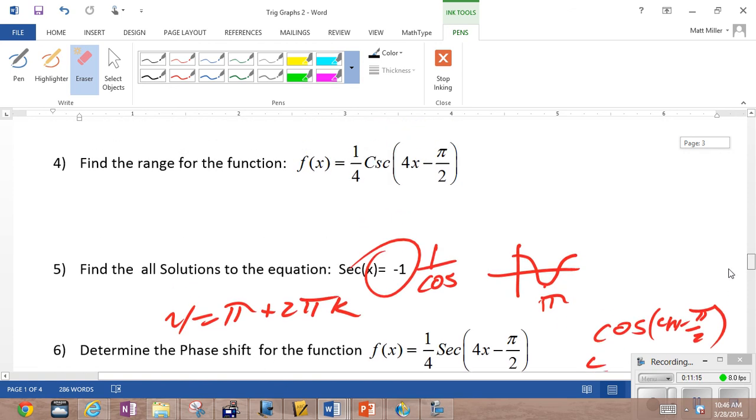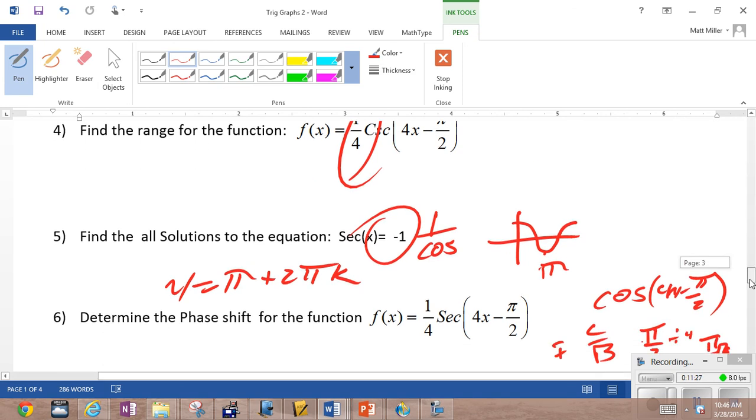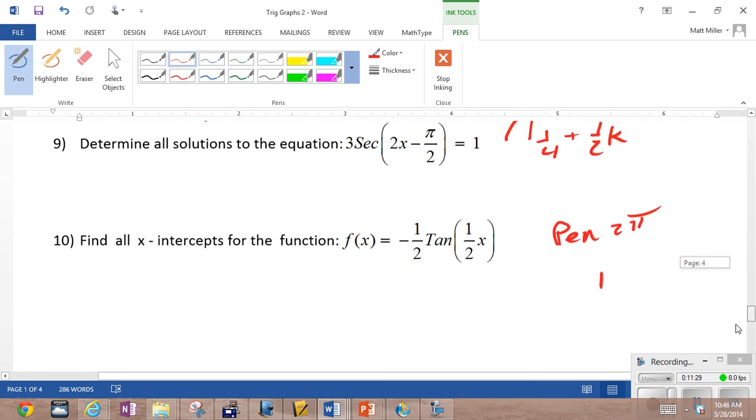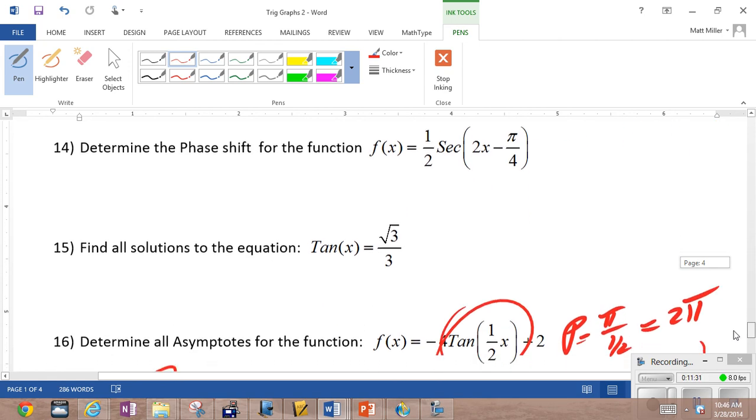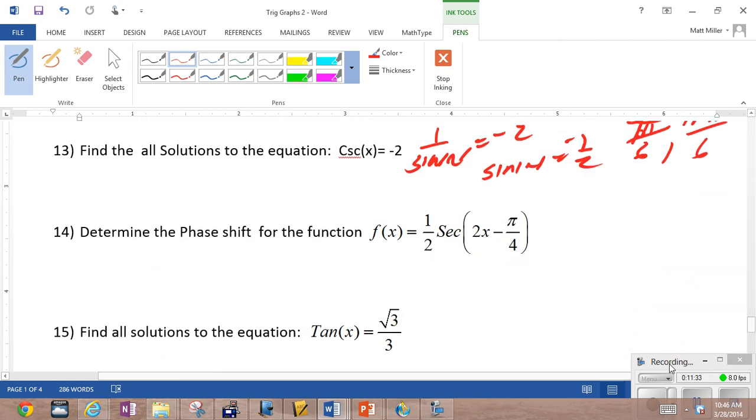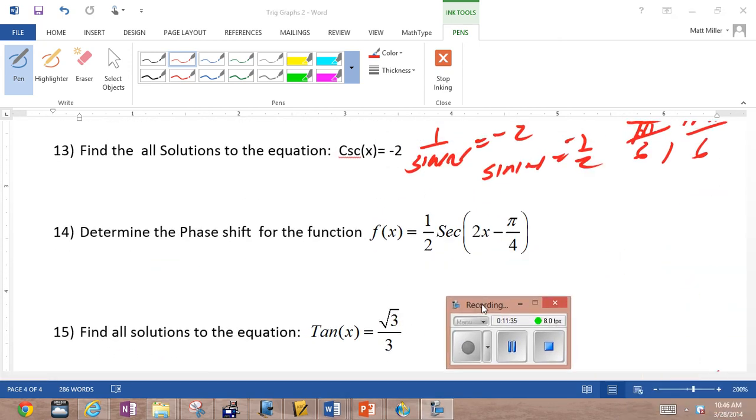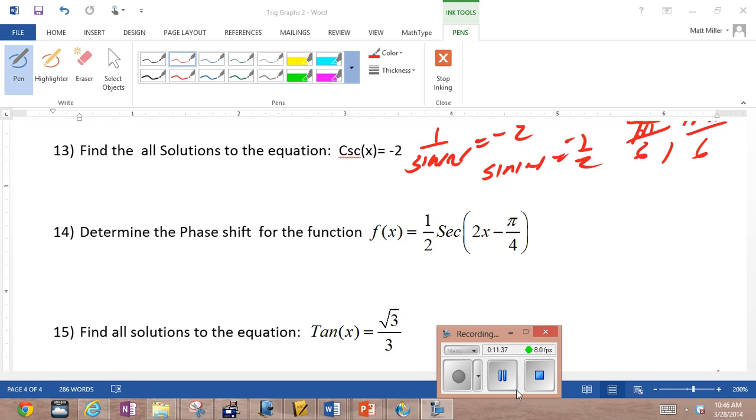What is the range of this again? This right here is going to help you determine that range. So it's everything from negative infinity to -1/4, and then from +1/4 on up. Hopefully that helped, and you were able to get through those exercises with the help of this video. Okay, that's it.